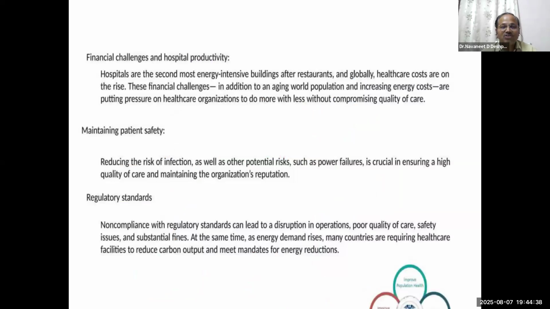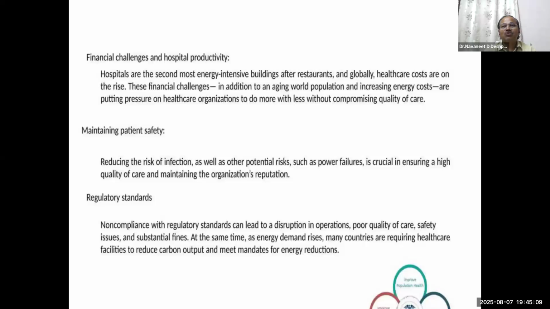So let's try to see first the financial challenges in hospital productivity. Hospitals are the second most energy intensive buildings after restaurants, and globally healthcare costs are on the rise. When anybody goes to a restaurant or any kind of hotel, a lot of energy is being utilized just to run the organization, as compared to other kinds of offices in the entire city. So hospital is basically an energy intensive building.